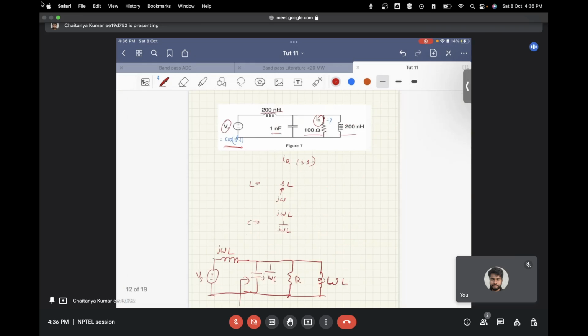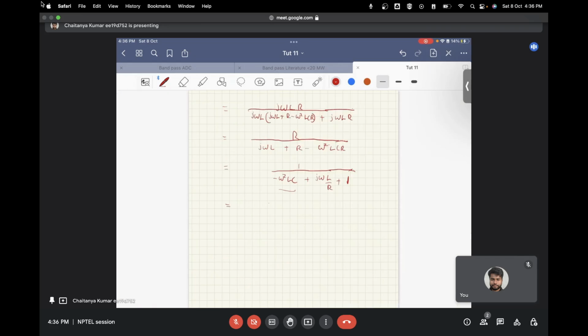Now what we needed to find over here is this IR. The voltage at this point we know is V naught, so we need to find the value of IR, and that comes out to be IR of j omega equal to Vs of j omega times 1 by R into the denominator equation, that is minus omega square LC plus j omega L by R plus 1.